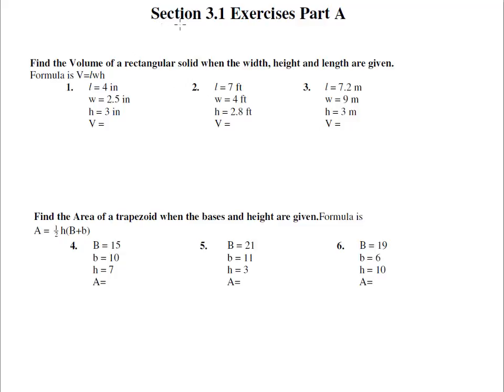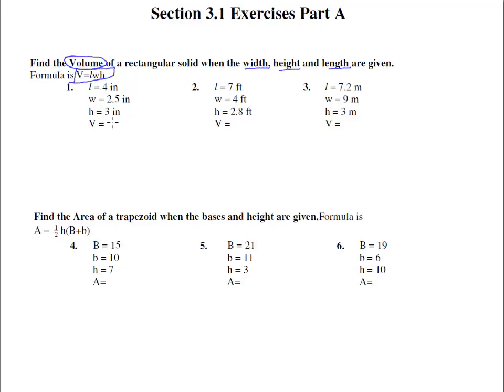Here we are in section 3.1, exercises part A, with numbers 1 through 6. Find the volume of a rectangular solid when the width, height, and length are given. Now notice we're just finding the volume, and they give us the formula right here. Volume equals length times width times height. So let's use the formula and find the volume.